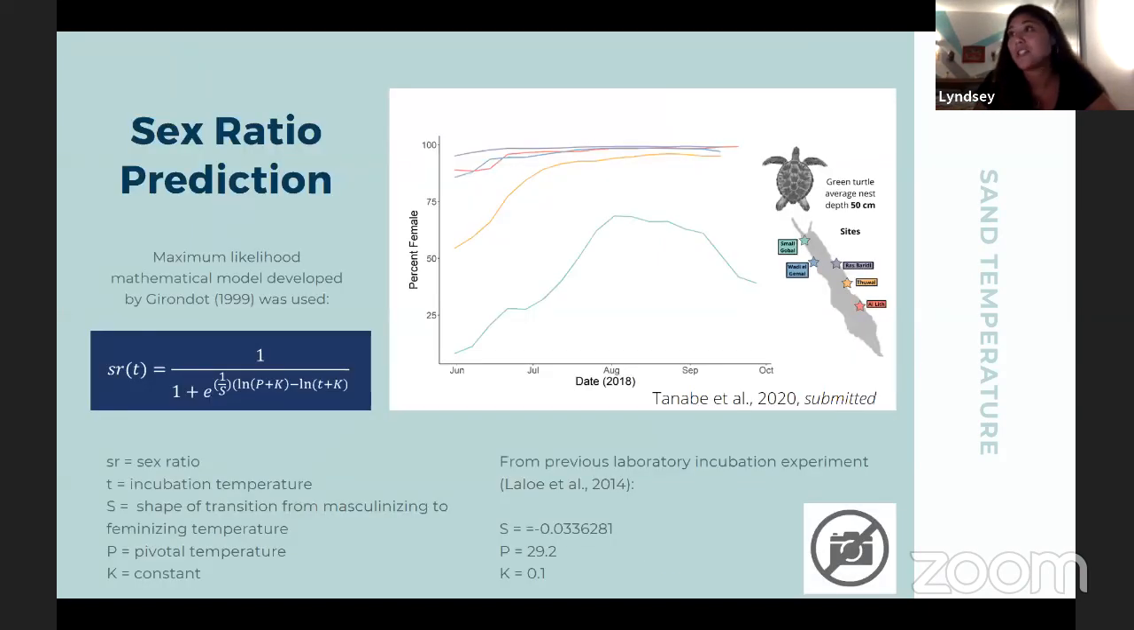And using these temperatures I measured, I used a maximum likelihood model to predict what the exact ratio of females were that were being produced. I'm not going to go too much into details here, but I did want to show you that at almost all the sites, there were nearly 100% females being produced based on this maximum likelihood model. But again, we don't know a lot of important parameters. We don't even know what the pivotal temperature of sea turtles is exactly here in the Red Sea. So I had to base this off research going on in other places around the world.